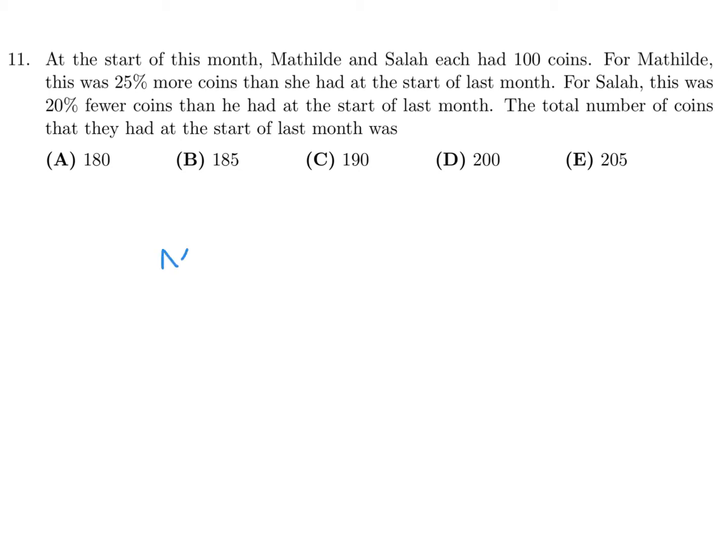So Matilde has 100 now, but at the start of the month, this 100 represents 25% more. So if she had x, and 25% more is x plus 0.25x, that is 100. When you do this math, you get 1.25x is 100, so therefore x is 80. So that's what Matilde had at the start of the month.